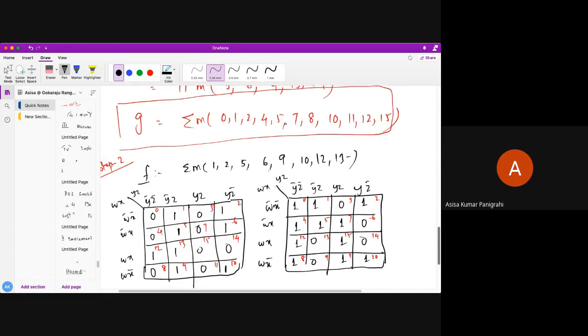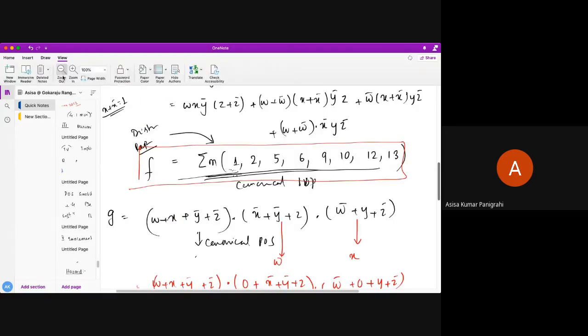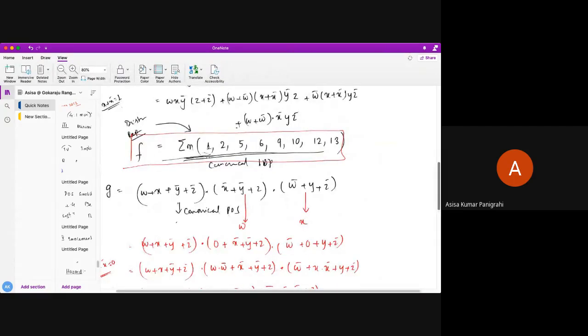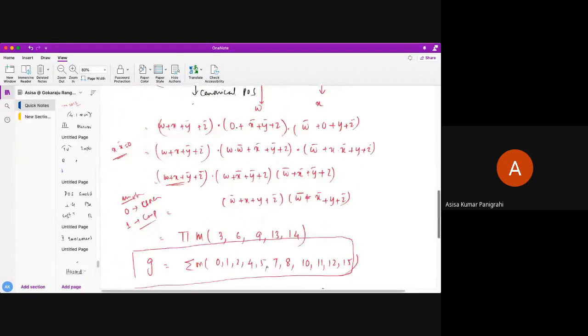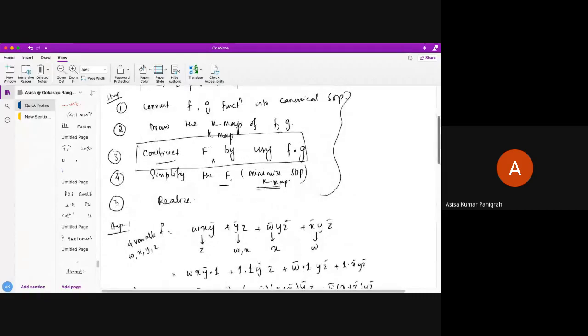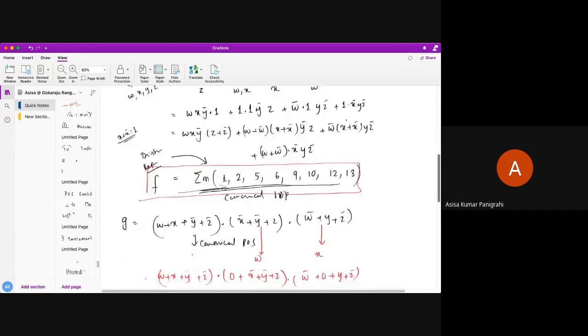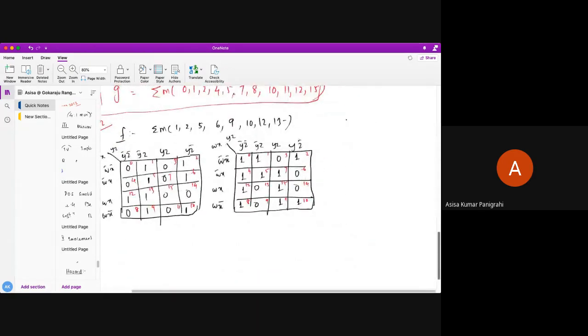So this is my step 2. What are the things I have got here? I have got F and G functions. After that, I have drawn the K map, which is my step 2. What is my step 3, students? Construct the capital F K map by using f and g. You will find the K map of F, which is actually f and g. So you have to perform the AND operation between these two K maps. If you do the AND operation between these f and g, you will get capital F.